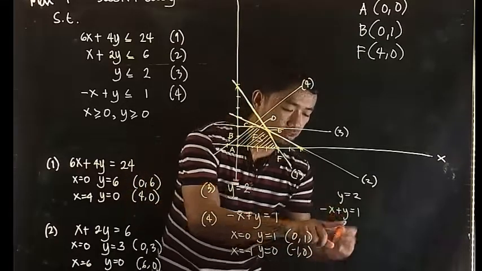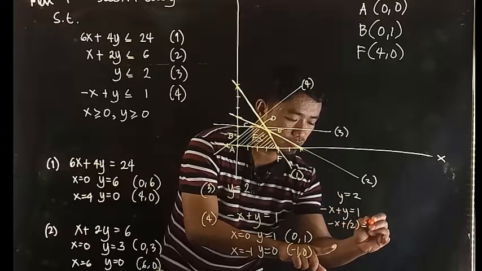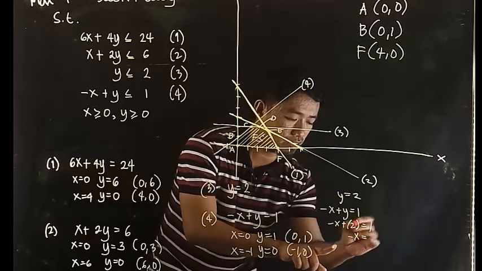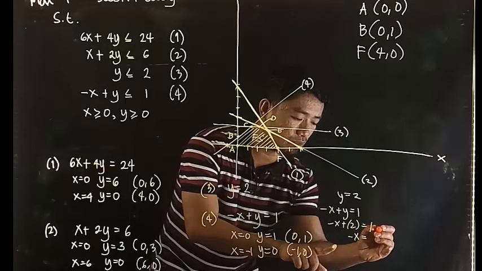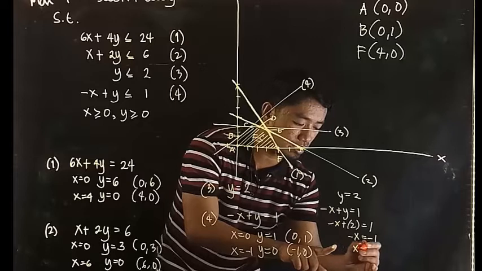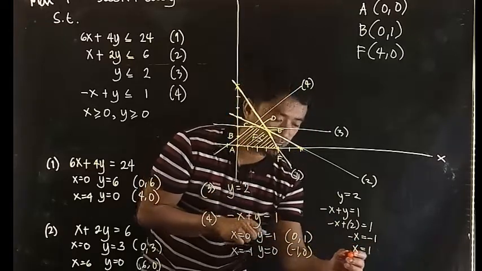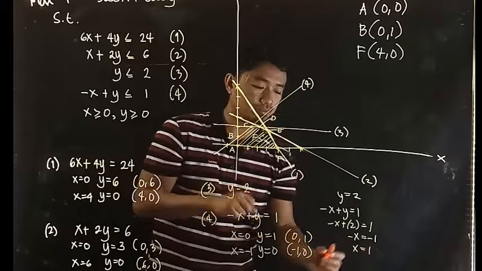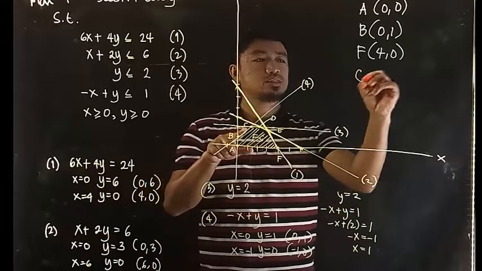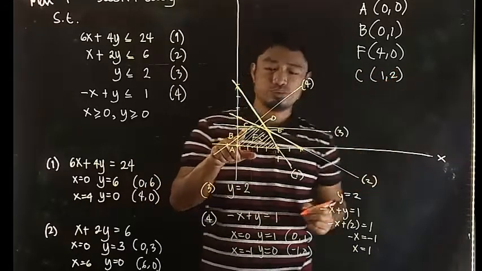So if y equals 2, therefore negative x plus 2 equals 1. Therefore negative x equals, transposing this, negative 2 plus 1, which is negative 1. The value of x is equal to 1. So point C is x is 1 and y is 2.